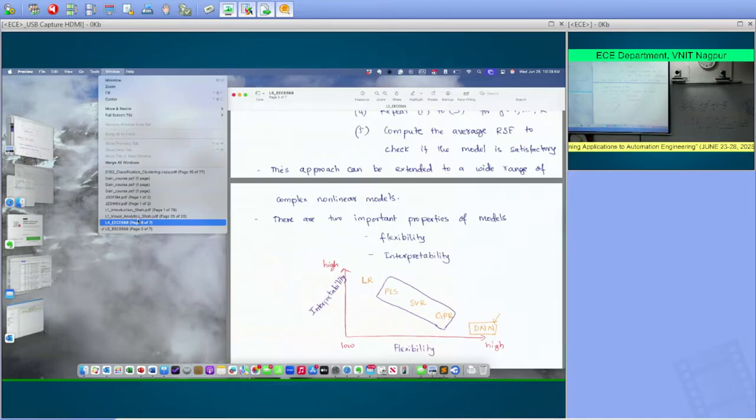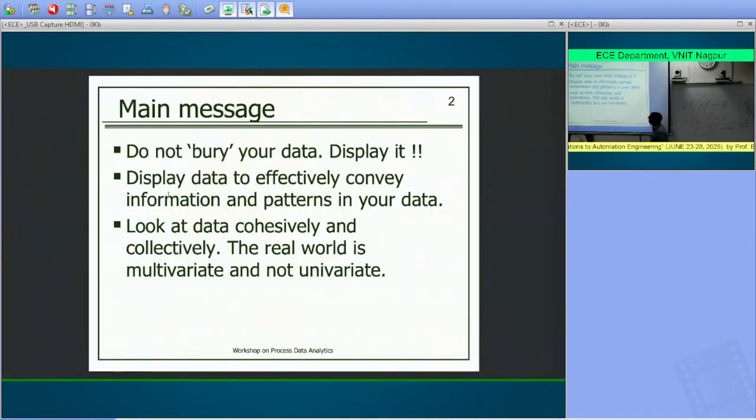For visual analytics, again, I'm going to use Professor Sri Shah's slides. They've done some very interesting work on visualizing different types of industrial data. So I'm going to focus on that next few minutes. You do not want to bury your data inside the algorithms. Instead, you want to display it. You can display your data effectively to convey information and patterns in your data.